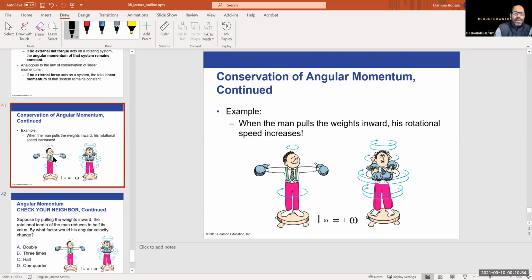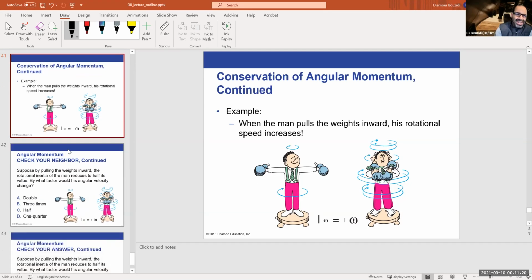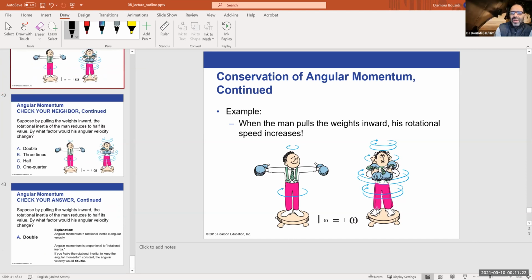This is the example I've been mentioning all along. This person has a high I and less omega. When he brings his hands closer, his I becomes smaller and omega becomes higher and higher. We actually have this one in the lab. I tried to do it, and honestly, I get dizzy. I cannot do it anymore, because when you become a little older, it becomes dizzying, truly. Omega becomes very high.